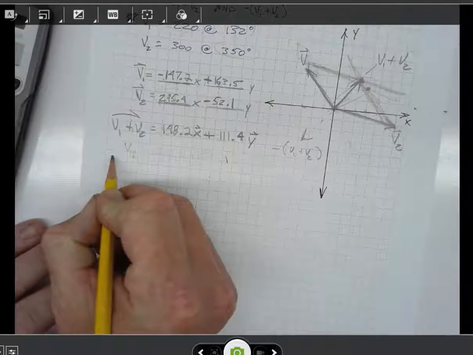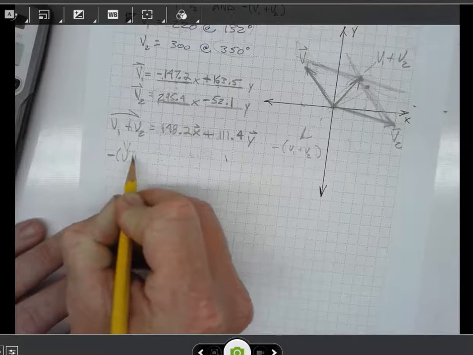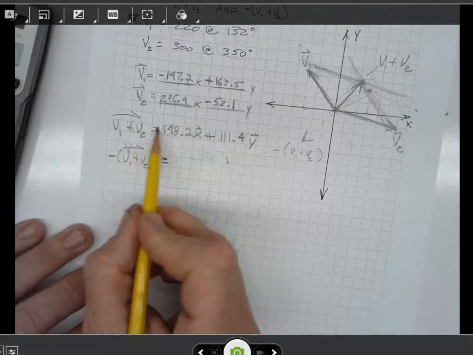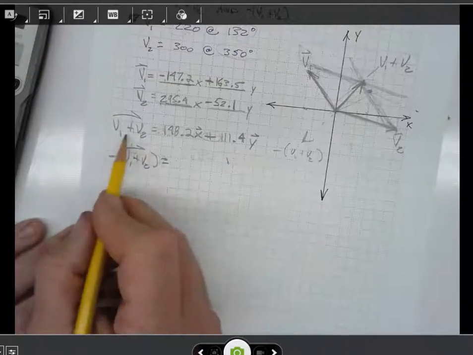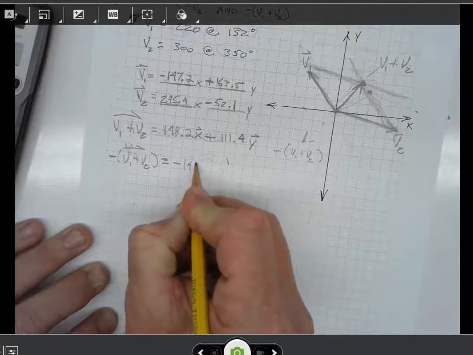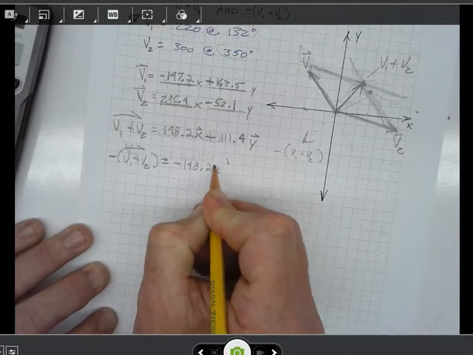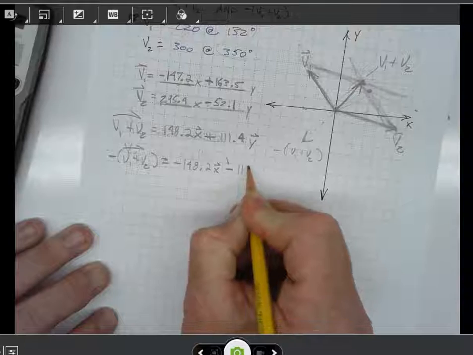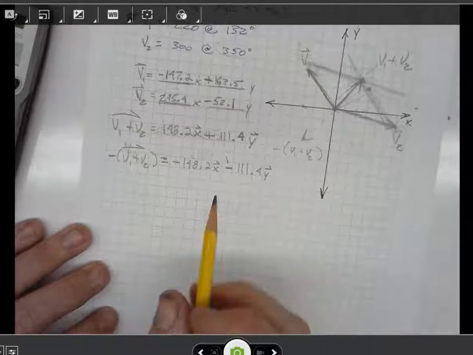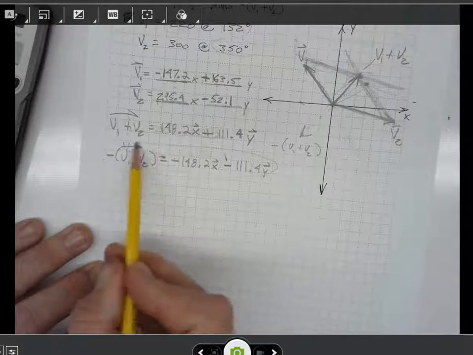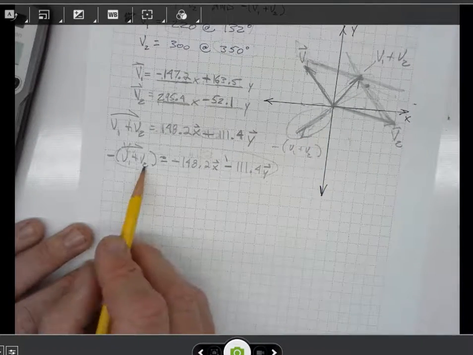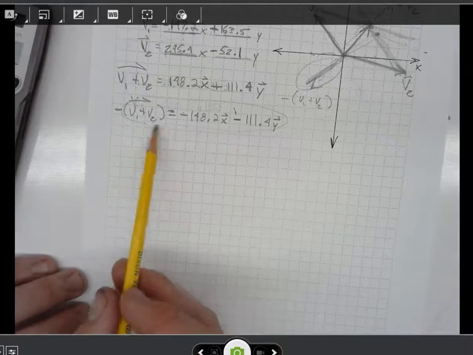What would the opposite of V1 plus V2 be? Well, the easiest way to get the opposite is to just switch the signs on the components for V1 and V2. So instead of positive, positive, it's going to be negative 148.2 and negative 111.4. Let's figure out this vector, which would be down in here somewhere, in angle magnitude form. In fact, we'll figure them both out. But let's start with this one.